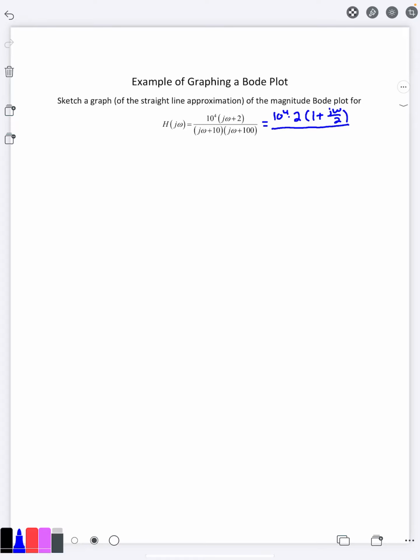Same thing on the bottom. Since it's j omega plus 10, I'm going to factor out 10 there and make it 1 plus j omega over 10. And then I'll factor out 100, making that 1 plus j omega over 100. Then I'll go ahead and combine together all the individual constants in the front. I have 10 to the fourth, 10,000, over 10 and 100. Sorry, 10,000 over those is going to give me 10, times 2 is 20, which is going to be my K number. And then I'm going to have break frequencies at 2, another at 10, and the last at 100.